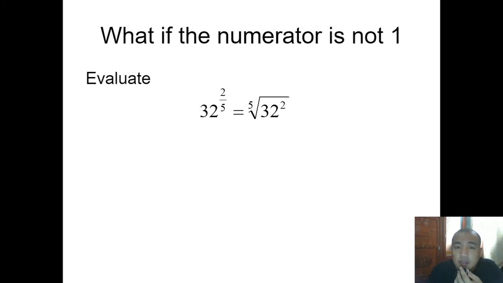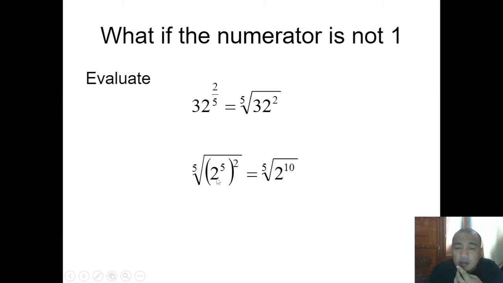And evaluate 32 raised to 2 over 5, which means the fifth root of 32 squared, right? 5 is the index here, you write it here, while 2 is the exponent of 32. We can still simplify this. 32 can be written as 2 raised to the fifth power, and then applying the power to a power law, if you raise a power to another power, that means you multiply the exponents. So the answer is the fifth root of 2 raised to the 10th power.